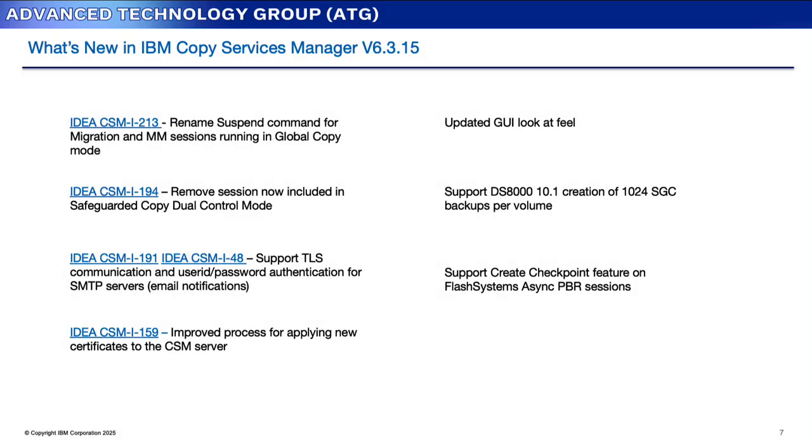In this video, I'm going to walk you through what's new in IBM Copy Services Manager 6.3.15. The 6.3.15 release GAs at the end of August of 2025. And this is a quick look at the new features we have here. So you can see there's 7 total.